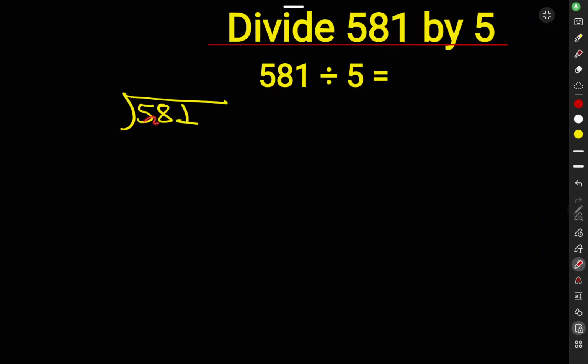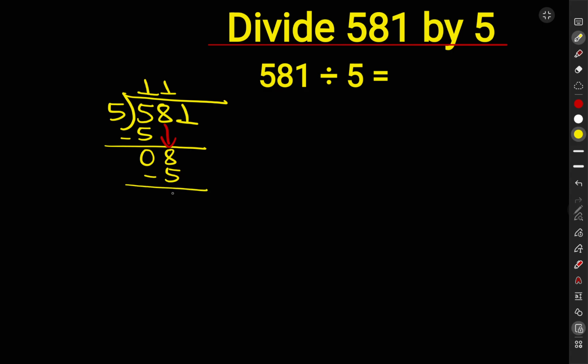We divide 581 by 5 in long division method. 5 times 1 is 5. On subtracting we get 0. So now we put down this 8 and 5 times 1 is 5.